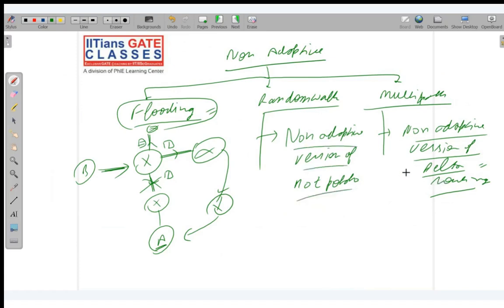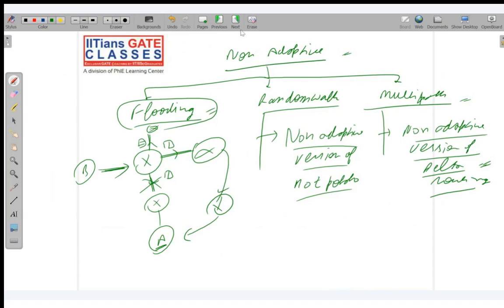So that in the worst case, if they ask, they will ask this thing only. What is multipath? Multipath is non-adaptive, and it is a non-adaptive version of delta routing. Like this, they will ask. So no need to dig deep into the things. Whatever I'm telling you is more than sufficient. So this is all about non-adaptive.